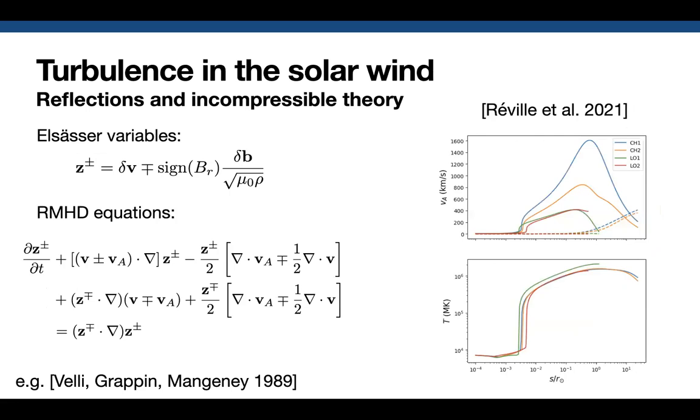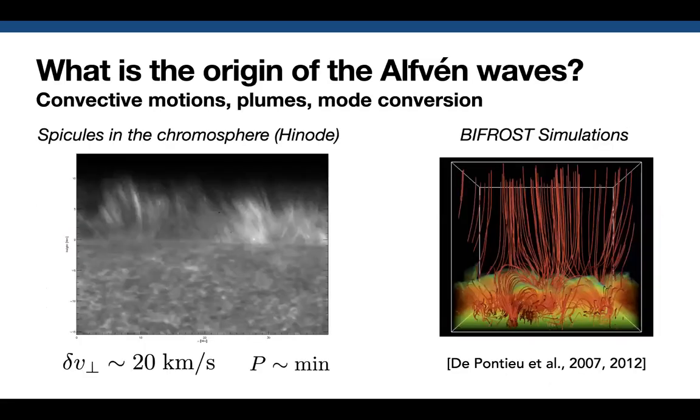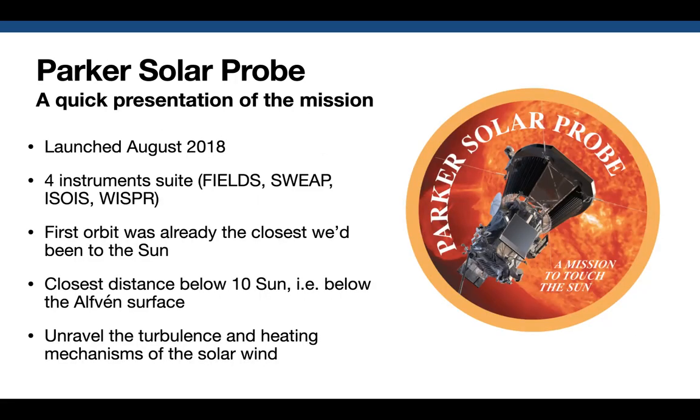If I come back to the equations here, you see that the propagation speed of these variables are V plus VA. And so essentially, when you are below the Alfvén surface, you have the counter-propagating wave populations. So we expect that most of the turbulence is generated below the surface, and we believe it to be, say, below 15 solar radii or even below 10 solar radii. So that was, I think, what set the objective of the Parker Solar Probe orbits.